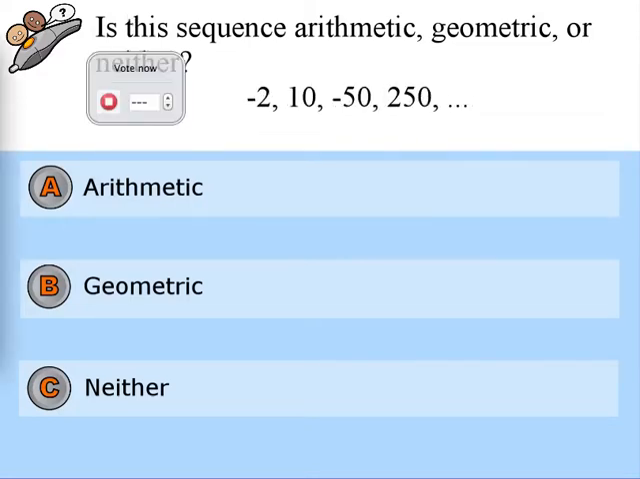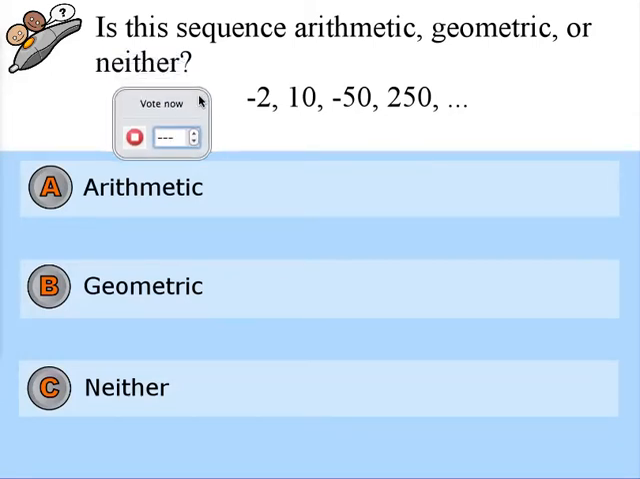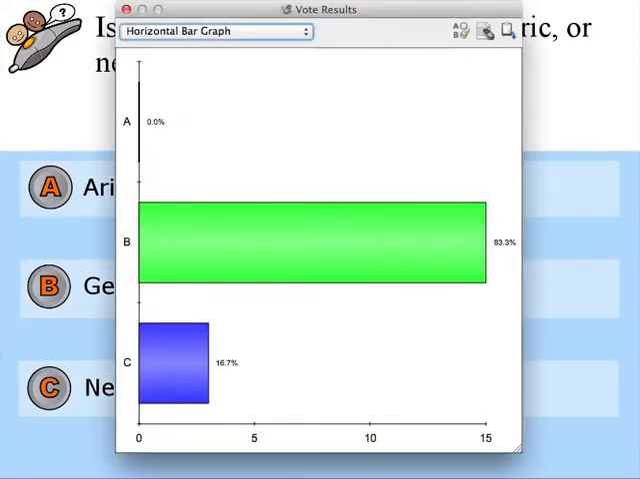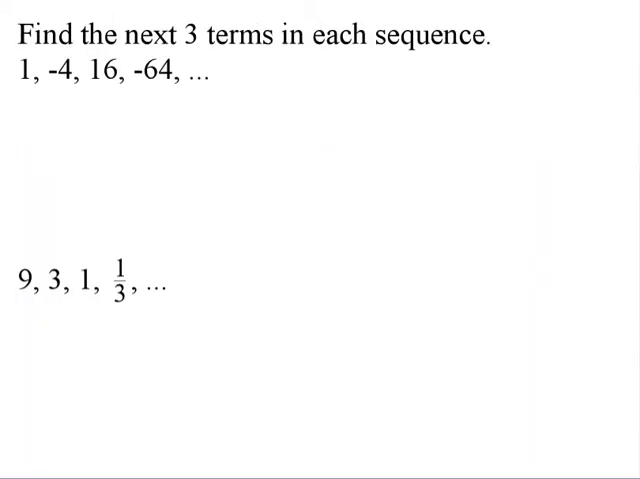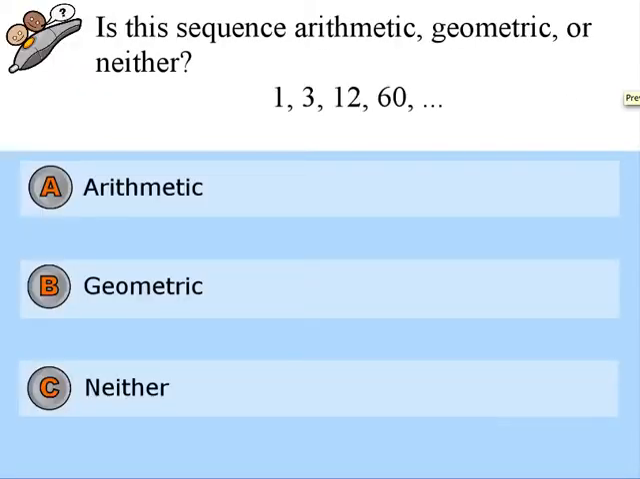All right. Oh, skipped one. Let's go back to this one. Arithmetic, geometric, or neither? And the answer is geometric. What is your common ratio? What do you multiply by on this one? -5. -5.